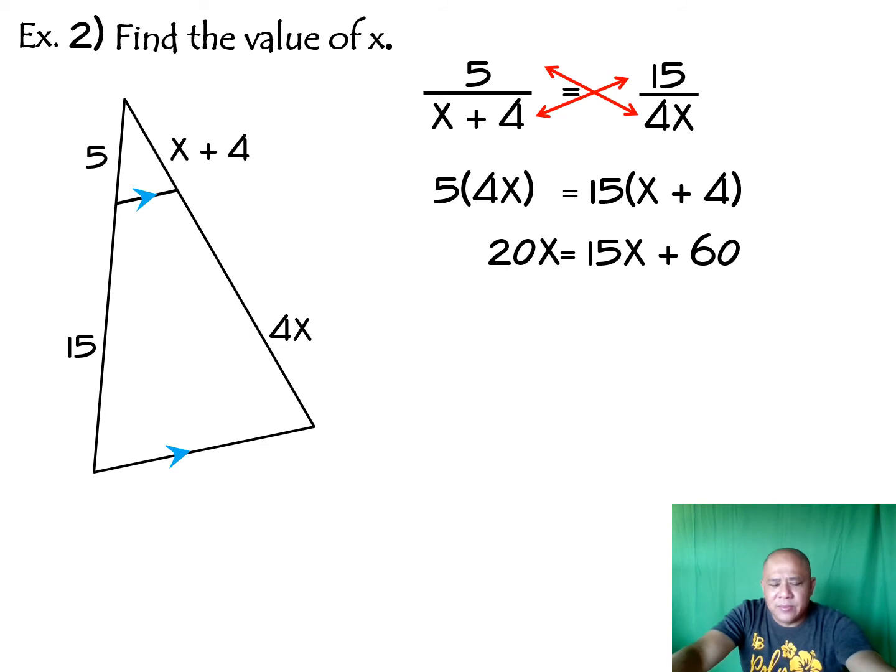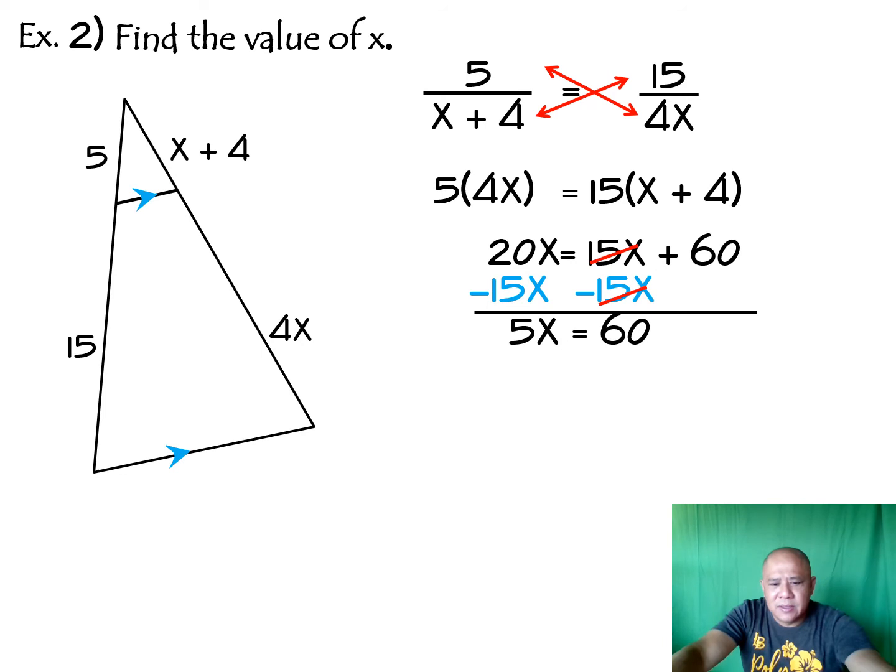Now we have a two-step equation. So here, minus 15x from each side. Cancel it out. That gives us 5x equals 60. Now what? Divide by 5, divide by 5, x equals 12. Go ahead and try number 2 on your own.